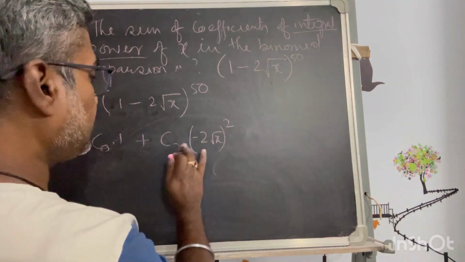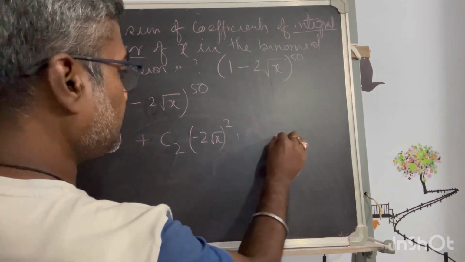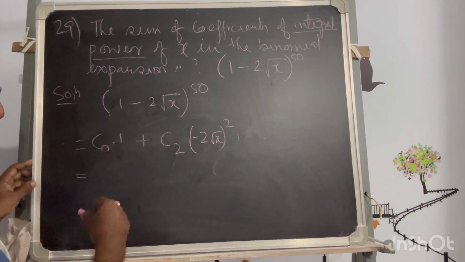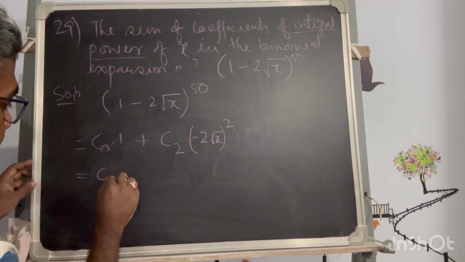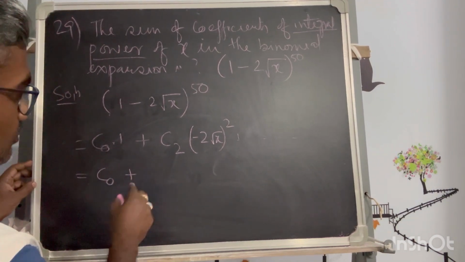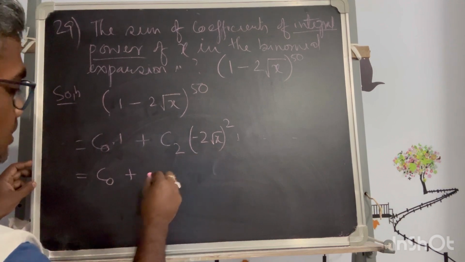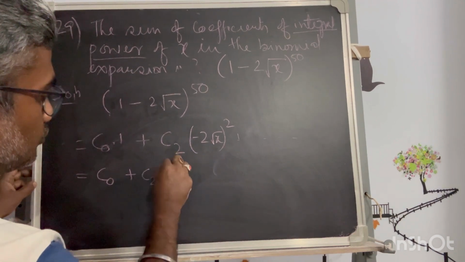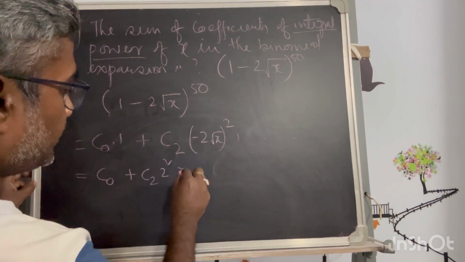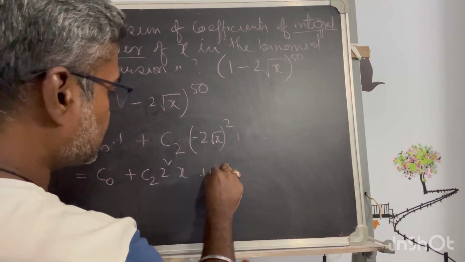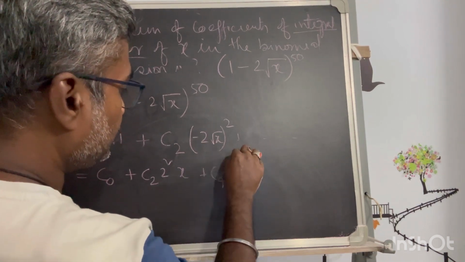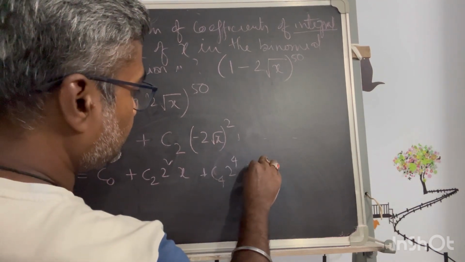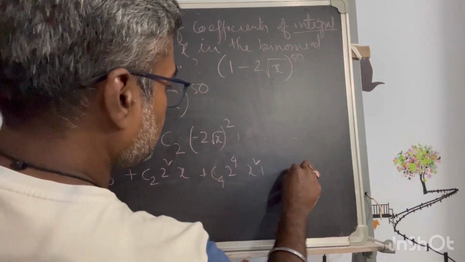So I need not write every term. So this will be like that. If I simplify, c0 will be the case where this will be free from surds. Next c2, 2 square will be x. The next c4, 2 to the power 4 will come with x square, plus dot dot dot.